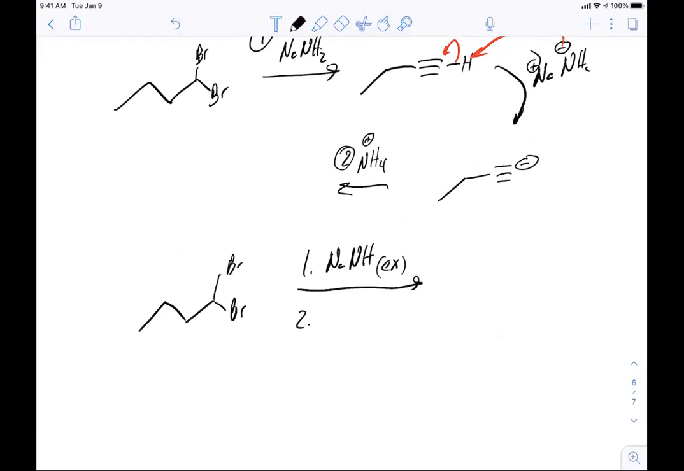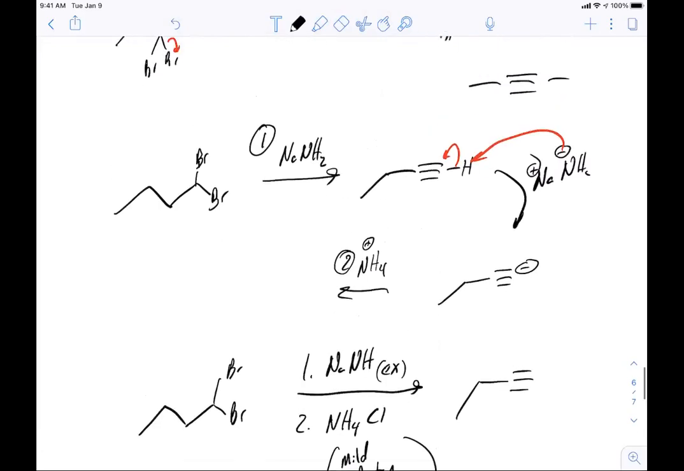Now you don't want H2SO4, right? That'll protonate the alkyne, but you could have something like, you know, ammonium chloride. Right, so you just need a mild proton source. And that's to add the proton back to the terminal alkyne. Okay, questions about this one?